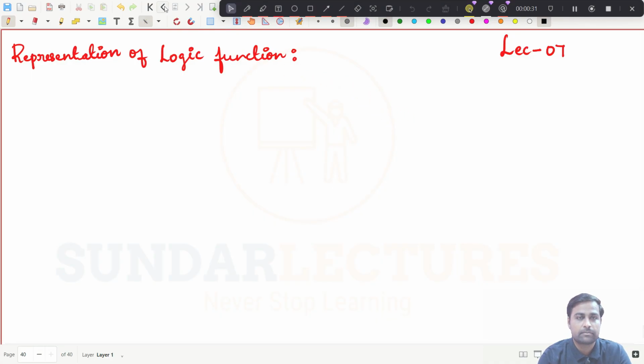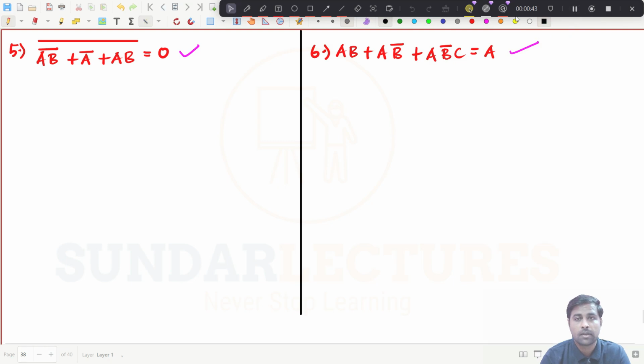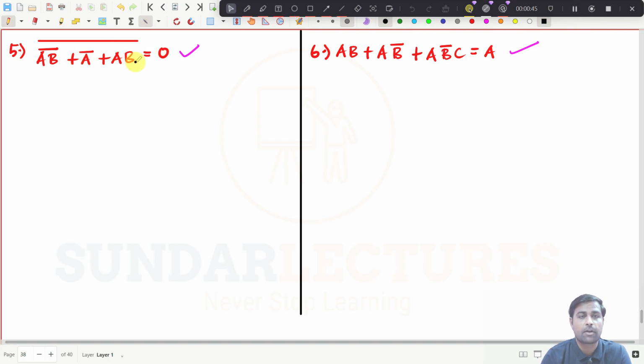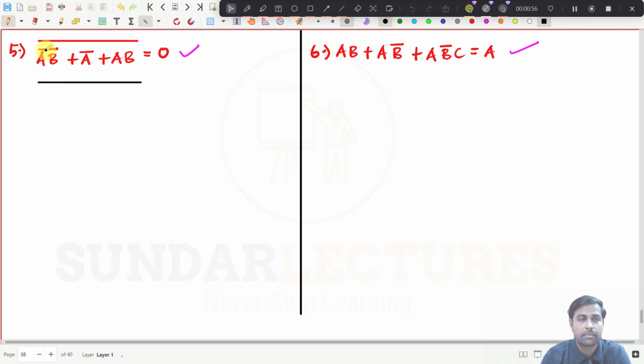So before that, in the previous class we have stopped at this one, right? So we try to solve this problem and then we will go to the next topic, right. Now this is the problem and we need to simplify this, right? So what you do, you don't touch the whole bar, you just keep that whole bar as it is, don't do anything. By De Morgan's theorem, what we can do, we can split this one, right?